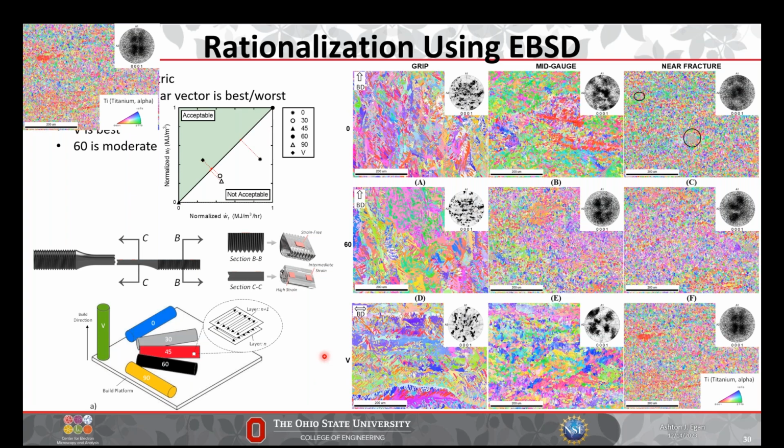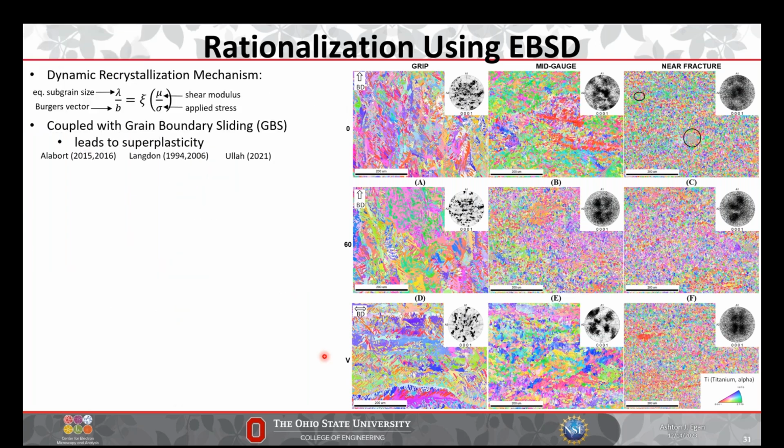Okay, and so what's happening here, right? So this sample is being deformed via some sort of dynamic recrystallization mechanism that's coupled with grain boundary sliding. And I've put a couple of references up here if you're interested. There are other folks who've studied this in detail, and we basically just use their theory to explain what's happening here. The main components that go into this are, importantly, the equilibrium subgrain size, i.e. the size of the grains, Burgers vector, shear modulus, and applied stress. But the latter three should remain the same, right? So what's changing is likely the subgrain size.